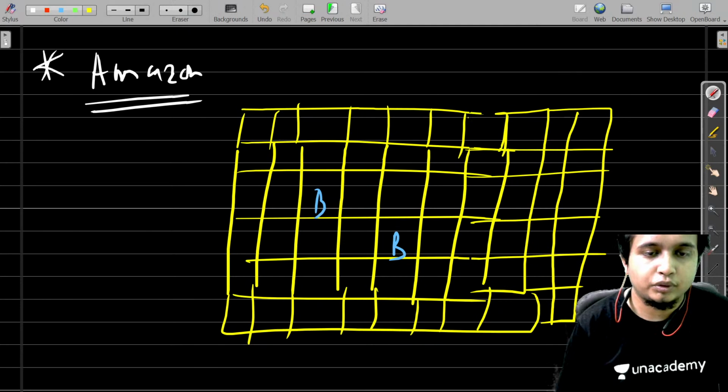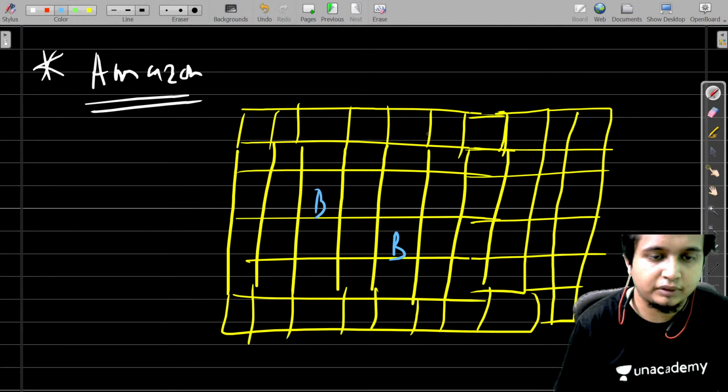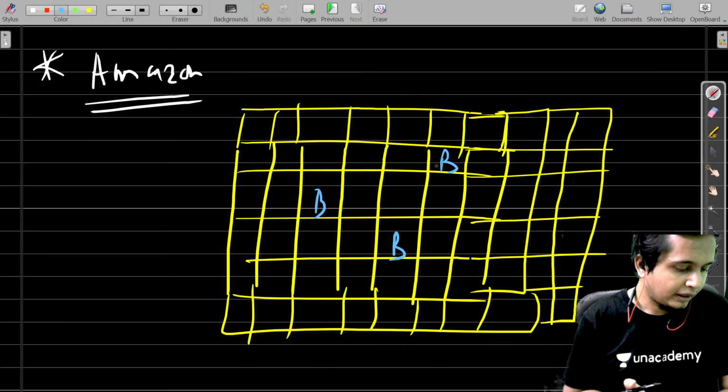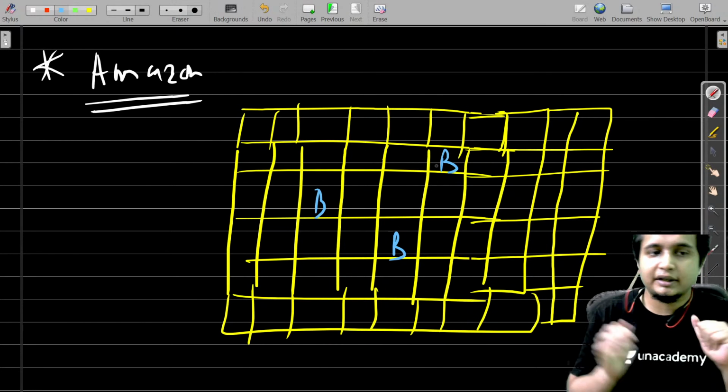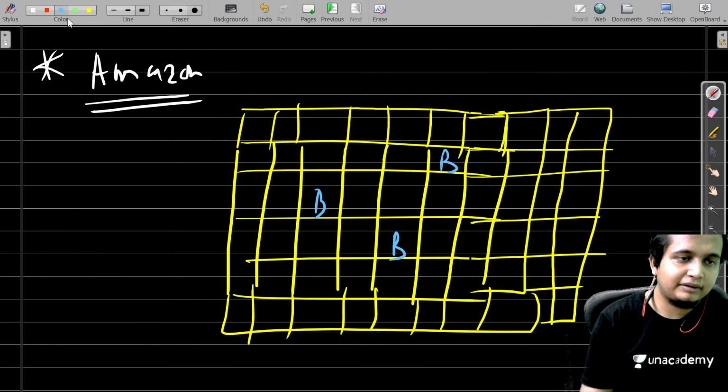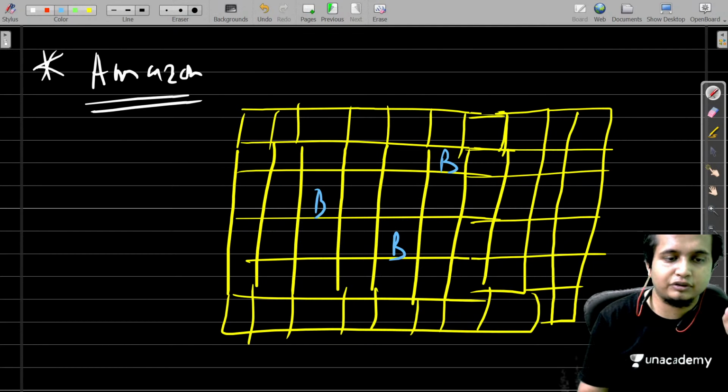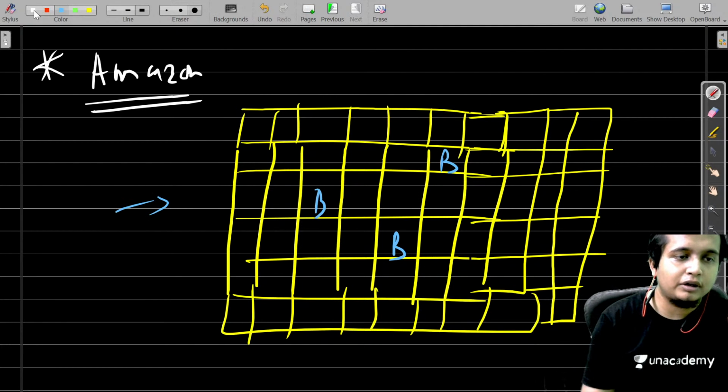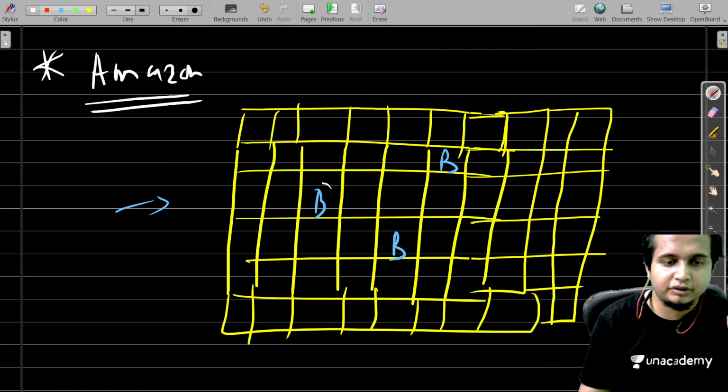Okay, so suppose this is what your grid looks like. And these are actually bombs. Consider these are actually bombs and this is your grid. So how the bomb actually blasts is, suppose this is a bomb.